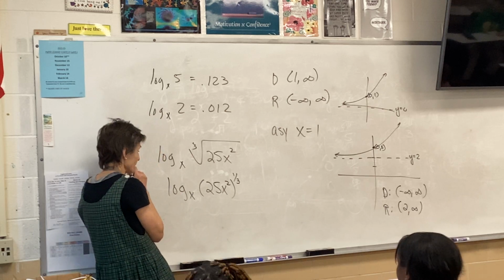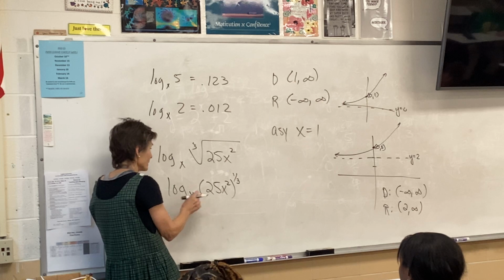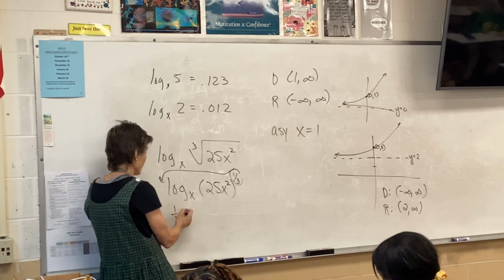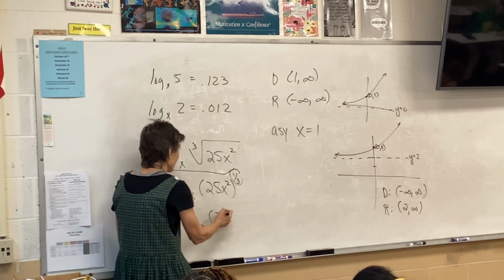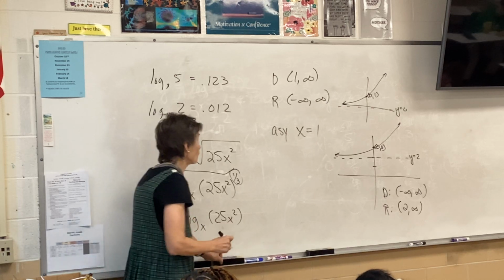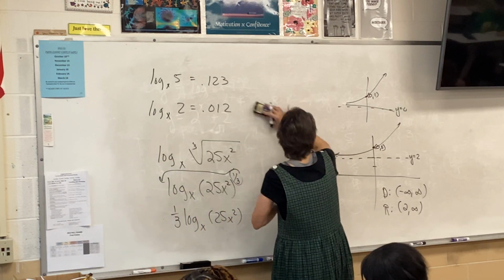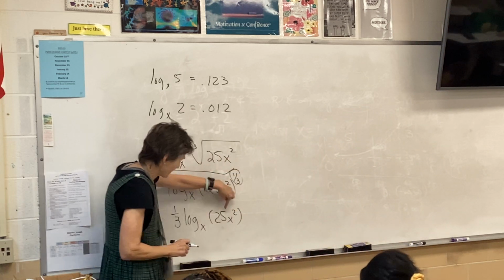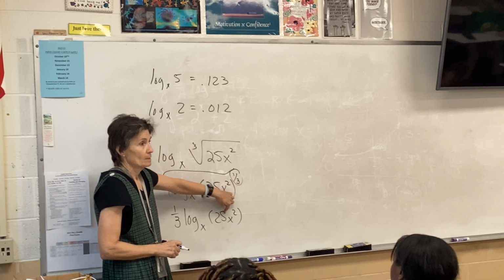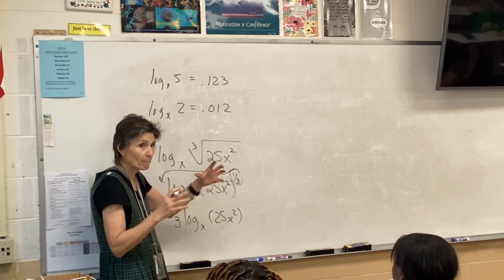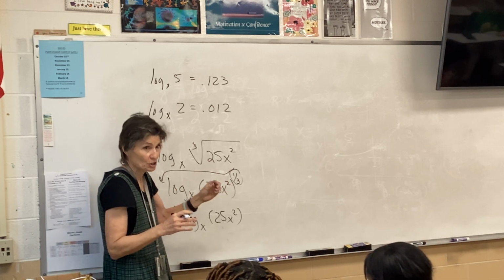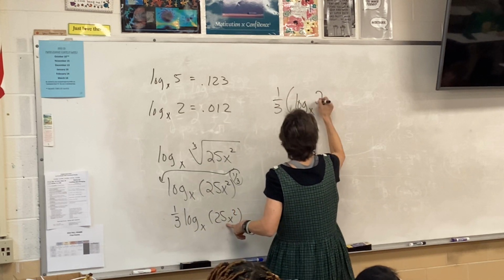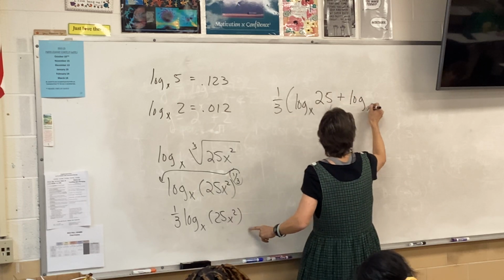There's a couple ways you can proceed here. But when you have a log of something to a power, you can bring the 1/3 out. So you have 1/3 log 25x squared. Now we need to break this completely apart. So, do you see a multiplication right here? 25x. So we're going to pull that apart and make it an addition. So we're going to have 1/3 times log 25 plus log x squared.